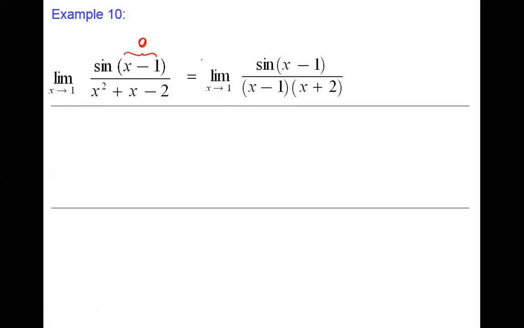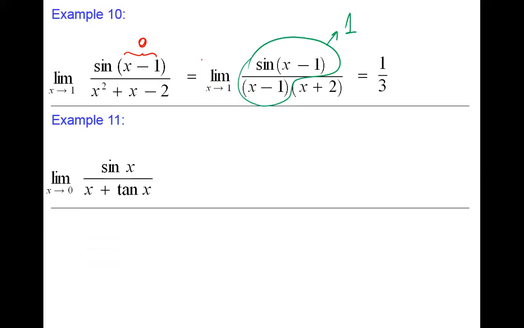Of course, I did factor out the denominator, x minus 1, x plus 2. We know how to factor out. And now I can nicely see the identical value. X minus 1, x minus 1. That's identical 0. This is my property. Sine of 0 over 0. Sine of x minus 1, which is 0 if x is 1, over x minus 1. Okay, and what stays? X plus 2, 1 plus 2, 3. Okay, 1/3. Example number 11. Limit as x goes to 0, sine of x over x plus tangent of x. Interesting.